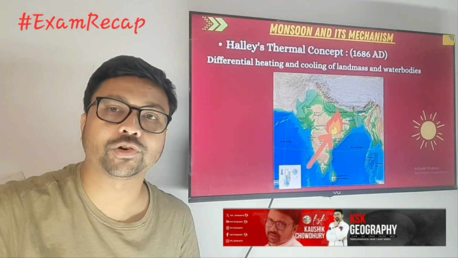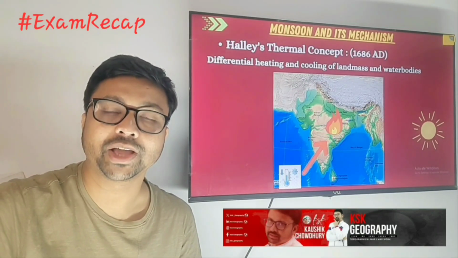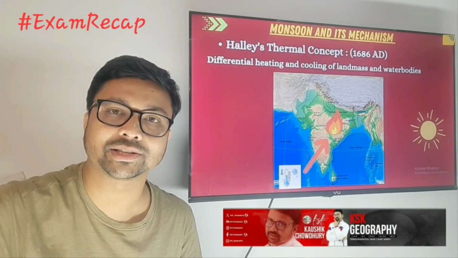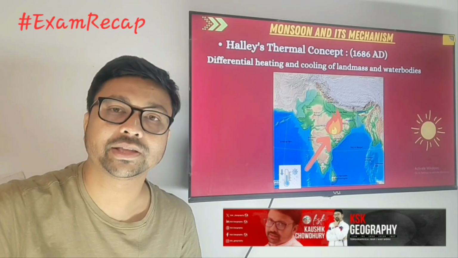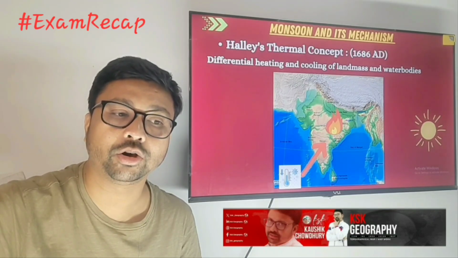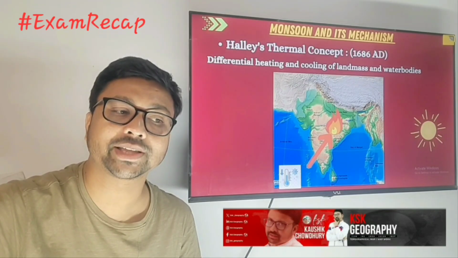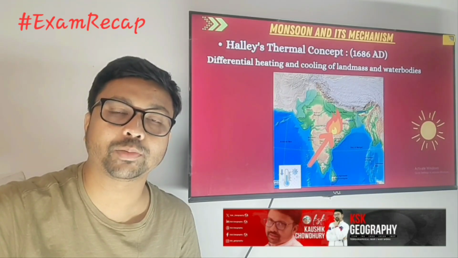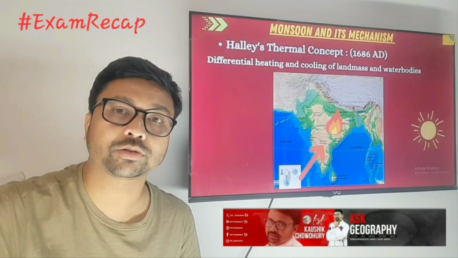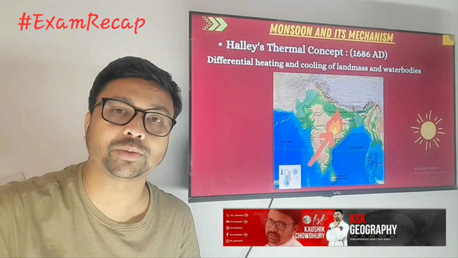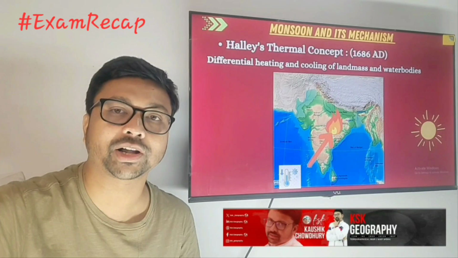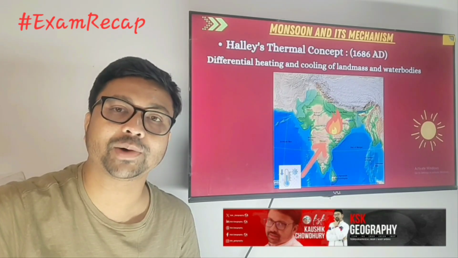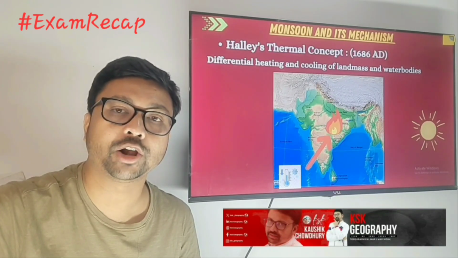Next, you need to focus on the mechanism of monsoon. As I said, there are three theories. First is Halley's concept, that is the very simple thermal concept of Halley. It says there is a differential of heating and cooling between landmass and water bodies. During summer, when the sun is in the northern hemisphere, the landmass receives the temperature quickly compared to the water bodies. So on the landmass there will be high temperature and low pressure.